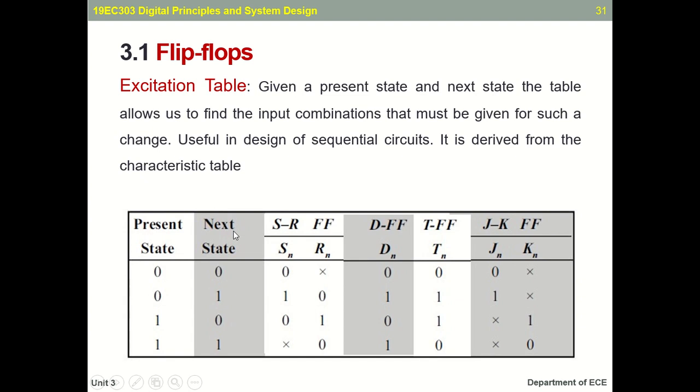So from the present state and next state, we can derive the excitation table, as discussed during the session on the SR flip flop, JK flip flop, D flip flop and T flip flop. For the SR flip flop and JK flip flop, we have discussed how to generate the characteristic table, from which we have derived the excitation table, and this is a short note on how to take up the values and how it changes.